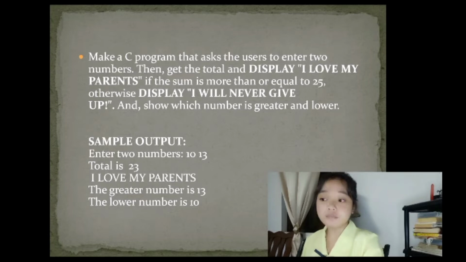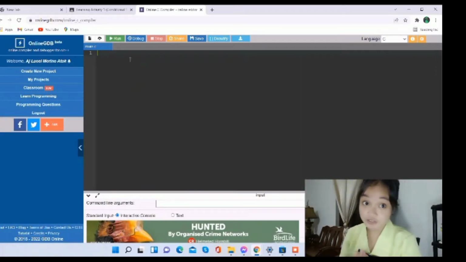Here are the sample outputs. Enter the two numbers, which are 10 and 13. Then the total of these two is 23. Then "I love my parents." Then the greater number is 13 and the lower number is 10. So what we're going to do is make a C program. As you can see on the screen, I am using an online C compiler.